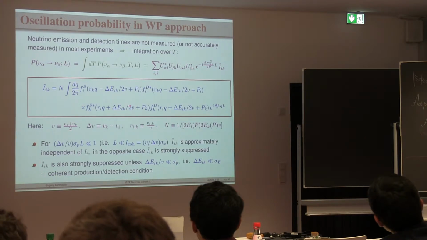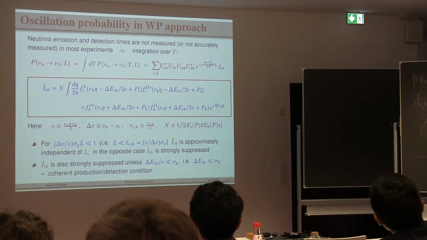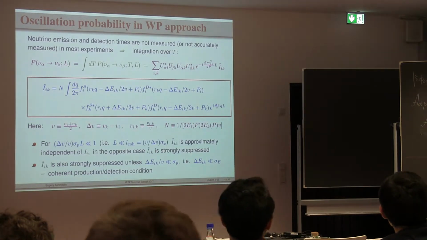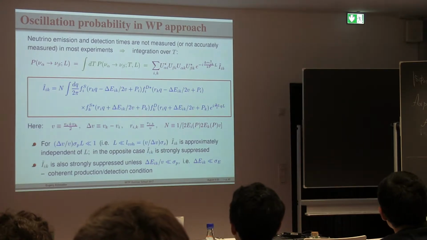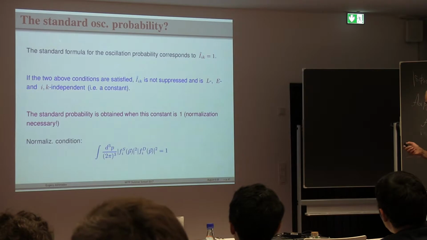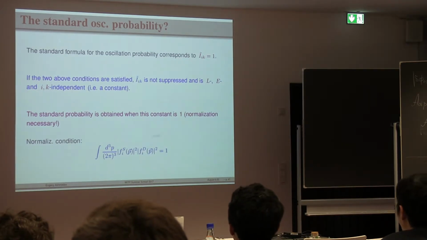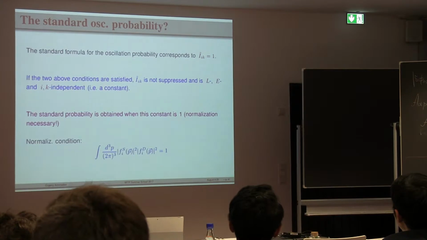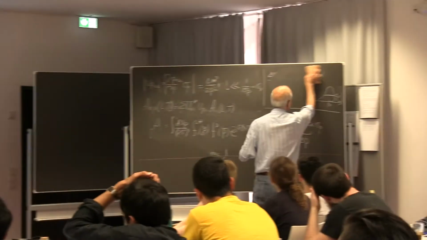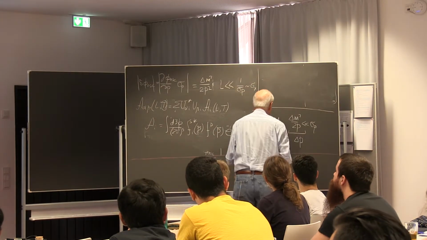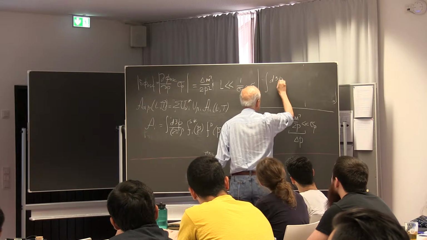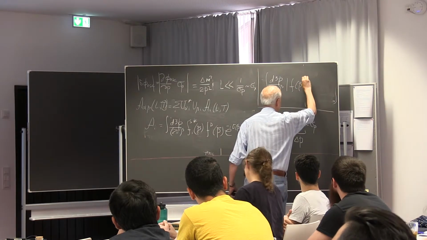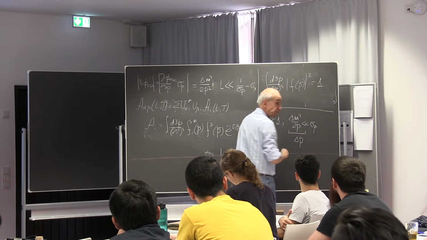I have just proven that this is a constant in this case, but I didn't prove that it is 1. And we need it to be equal to 1 in order to have the standard oscillation probability. Can we prove this? It turns out that in the quantum mechanical wave packet approach, we cannot prove it. Normally, people use the normalization. This is related to the normalization of our wave packets, this constant. Normally, we assume for the normalization something like this. Standard normalization is the integral of d3p over 2 pi cubed of the squared modulus of f of p is equal to 1. That's a standard normalization.